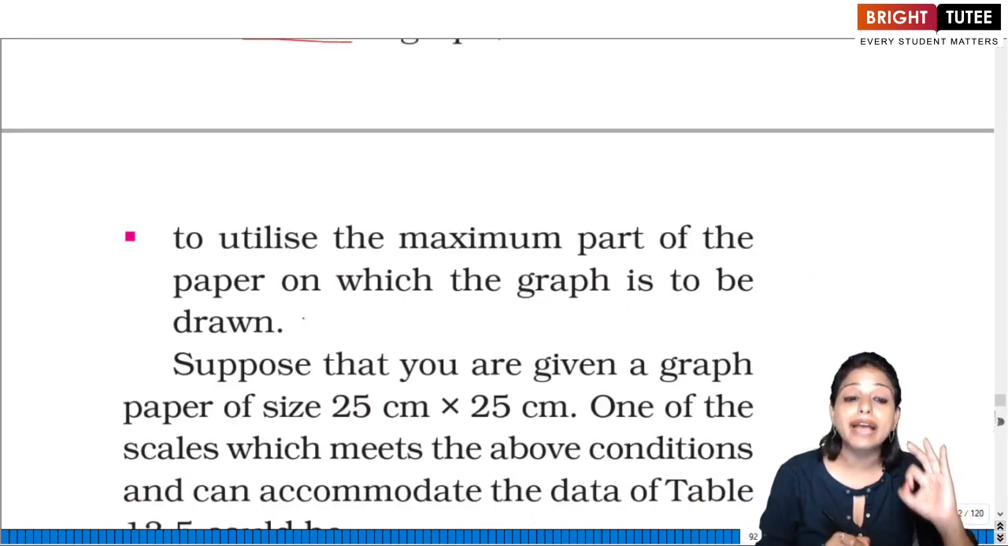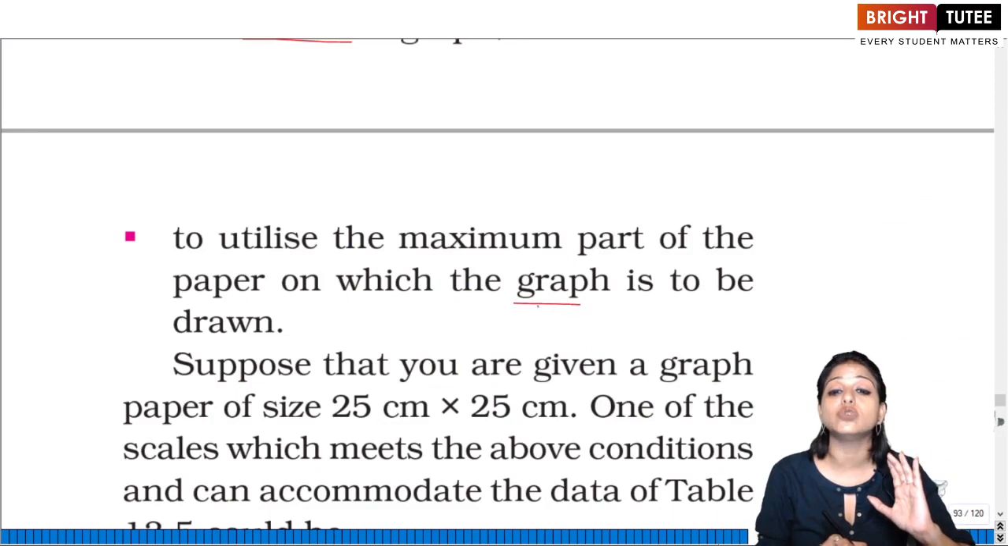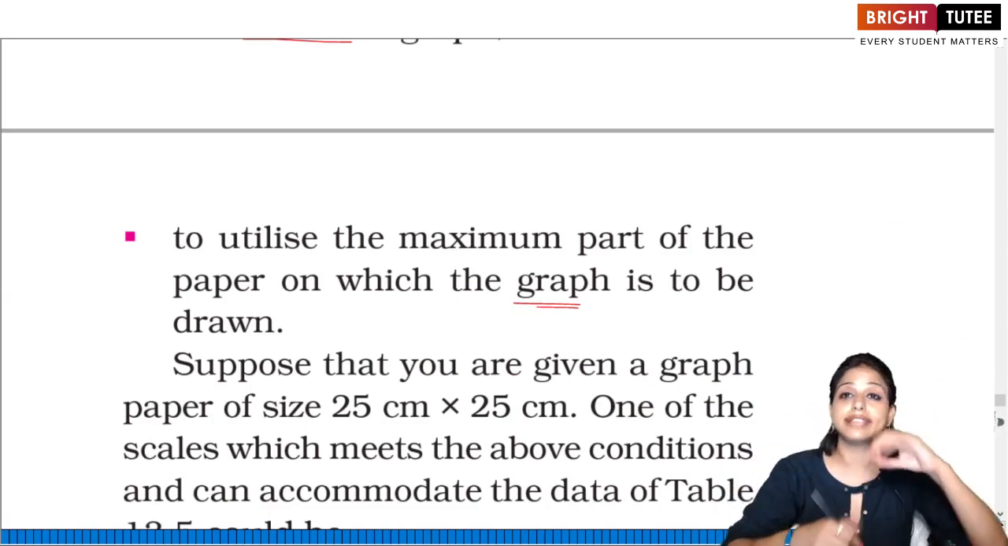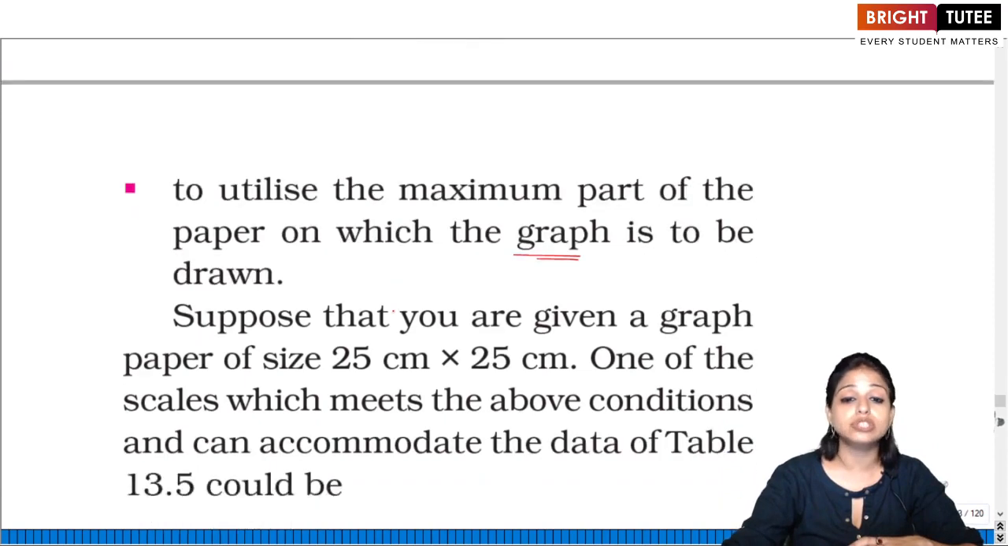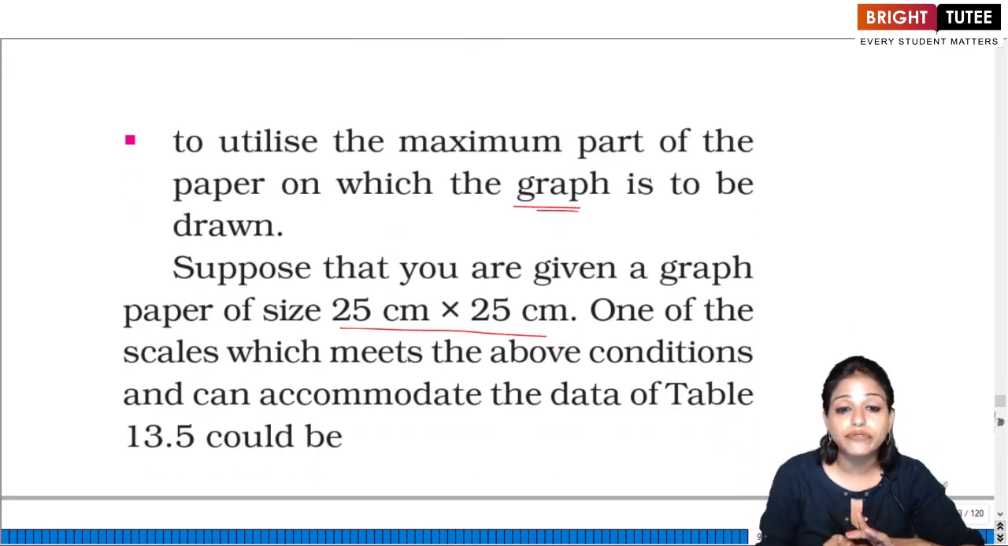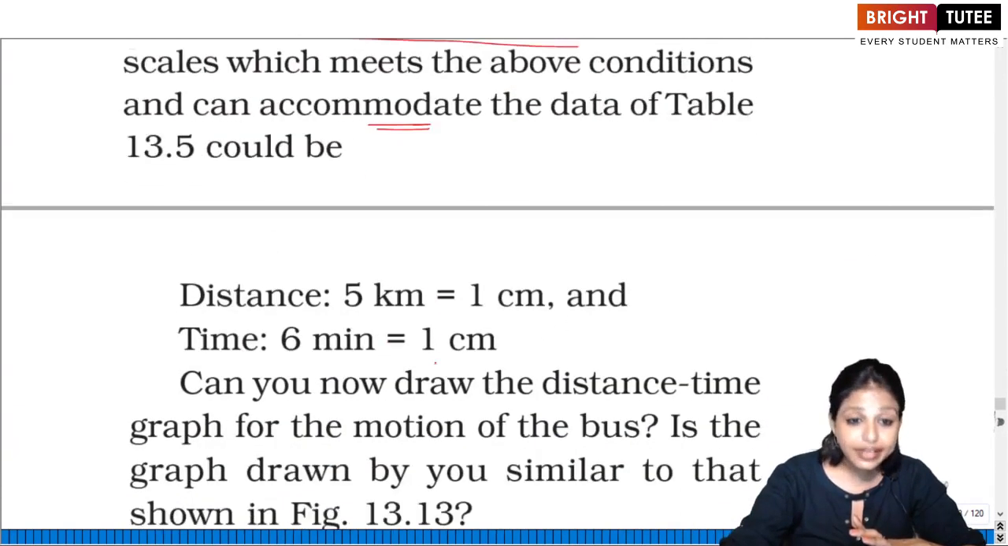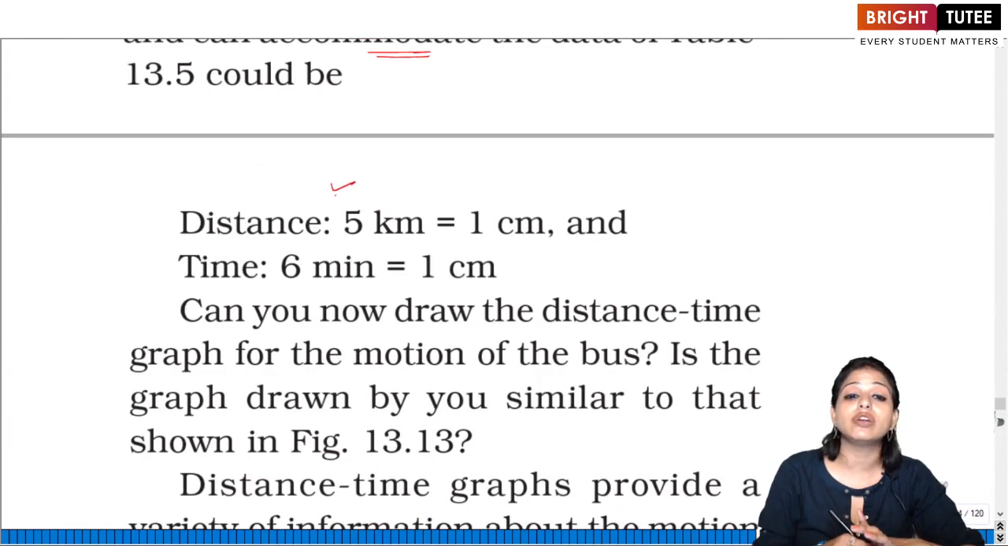Now, to utilize the maximum part of the paper, we generally choose the scale such that the maximum of the x and the y-axis can be used. Now, suppose you are given a graph sheet of 25 by 25 centimeter size. One of the scales which meets the above condition can accommodate the data, right? That is, if we take 5 kilometers to be 1 centimeter, this will be the most ideal.